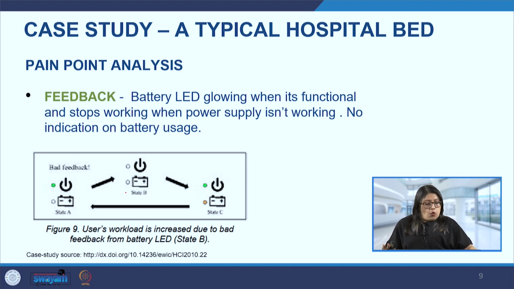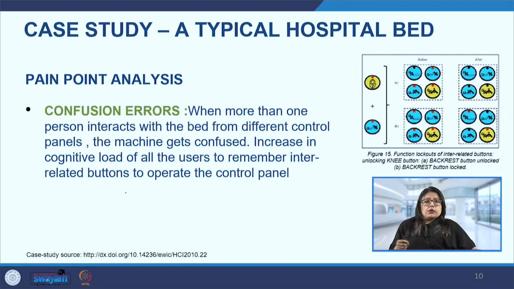It would just turn off when the power supply wasn't working. So there was no information on how much battery had been used. Generally, when we have devices like our phones or smartwatches, they give us some kind of warning. They inform us that it's time to recharge the battery. But in this particular case, there was no indication. So for that reason, when we saw that there was no affordance, this is what it was referring to, this particular pain point. Now the pain point analysis was conducted.